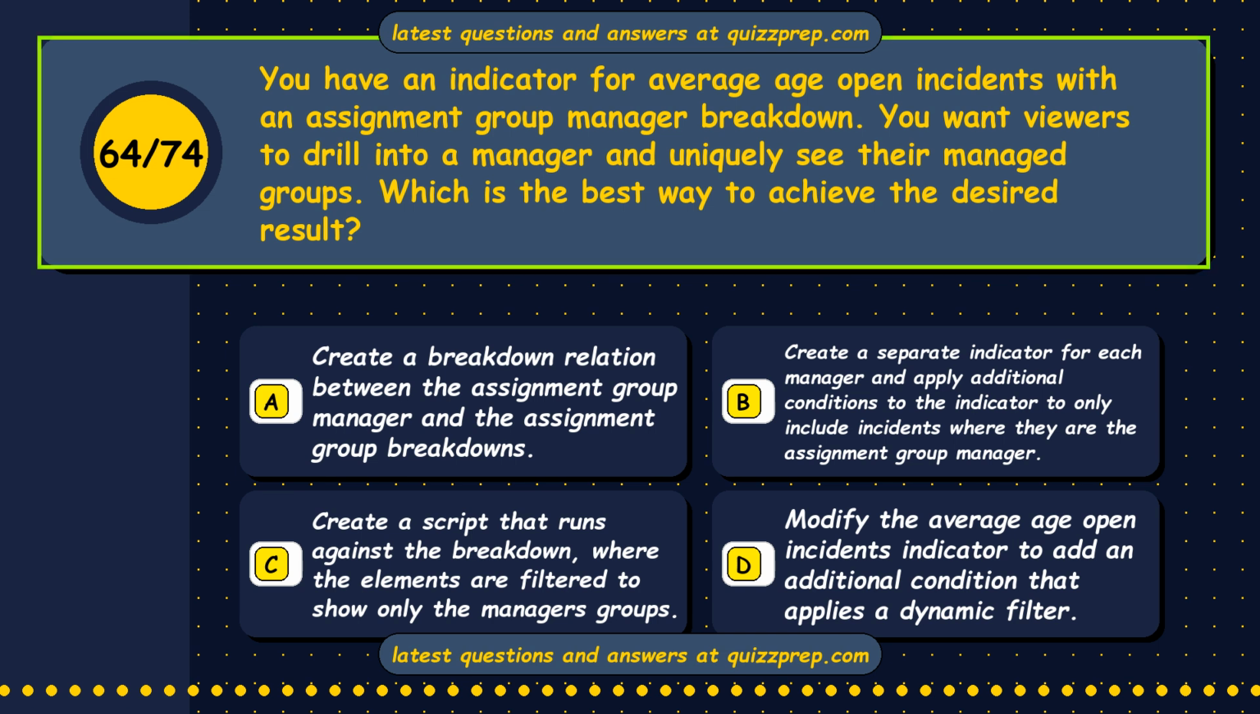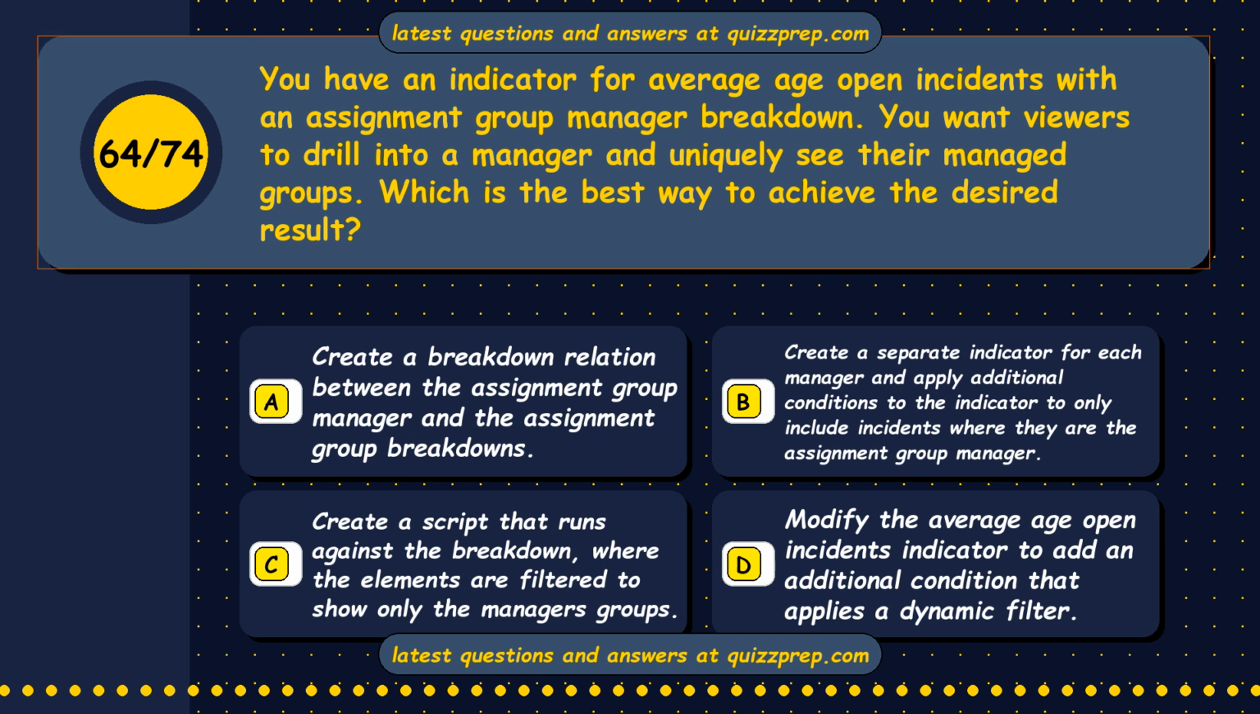Option A. Create a breakdown relation between the assignment group manager and the assignment group breakdowns. Option B. Create a separate indicator for each manager and apply additional conditions to the indicator to only include incidents where they are the assignment group manager. Option C. Create a script that runs against the breakdown, where the elements are filtered to show only the manager's groups. Option D, modify the average age open incidents indicator to add an additional condition that applies a dynamic filter.